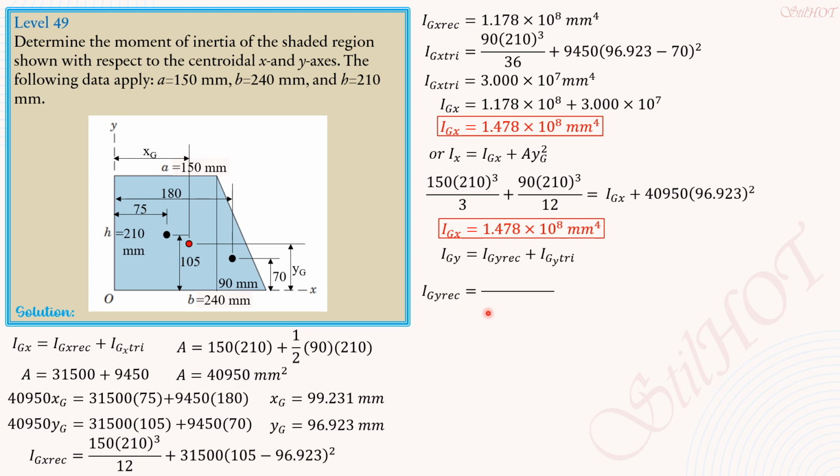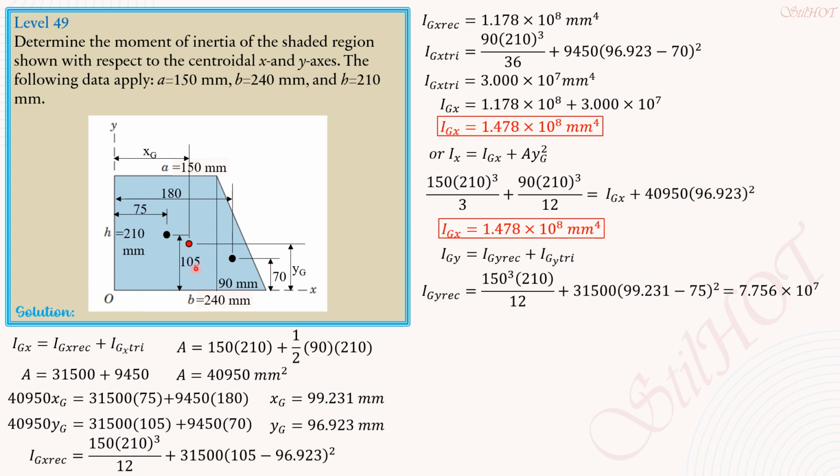So IGY of the rectangle equals b cubed h, 150 cubed times 210 over 12, plus area 31,500 times quantity xg minus 75 squared. This is the distance between the centroidal y-axis of the entire area and the centroidal y-axis of the rectangle, xg minus 75, squared. So IGY of the rectangle is 7.756 times 10 to the 7.